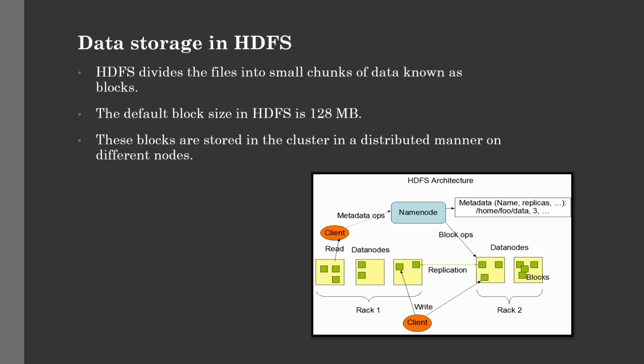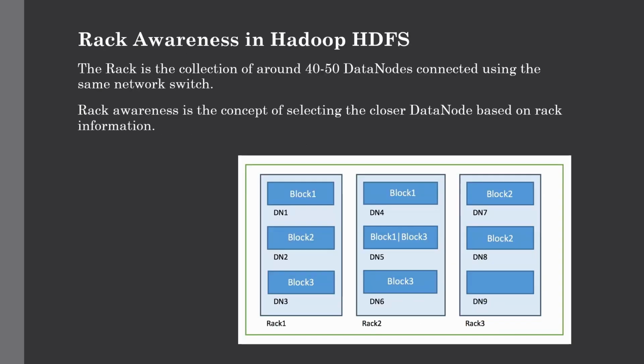Also, HDFS will store multiple copies of each block across the cluster on different nodes. So if one DataNode fails, there will be a replica present on another DataNode, achieving a fault-tolerant system which makes it a highly reliable and highly available storage layer. Now we will discuss one of the most important topics in HDFS, which is rack awareness. But you might ask, what really is a rack?